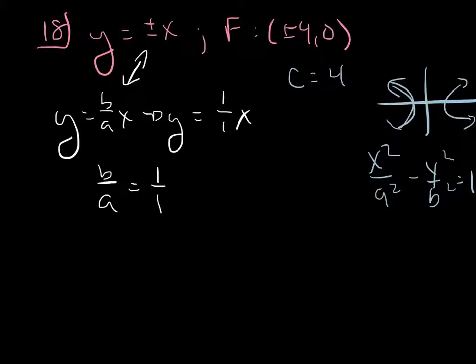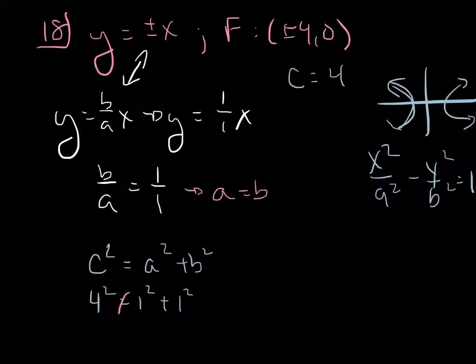So let's check that. I want c squared equal to a squared plus b squared. So that's 4 squared equals 1 squared plus 1 squared, and that is not true. So it's not 1 and not 1. Let's rewrite that: if I solve that, it says a is equal to b. So now I know c squared is equal to a squared plus a squared. Remember, if a equals b, then I can replace it there.